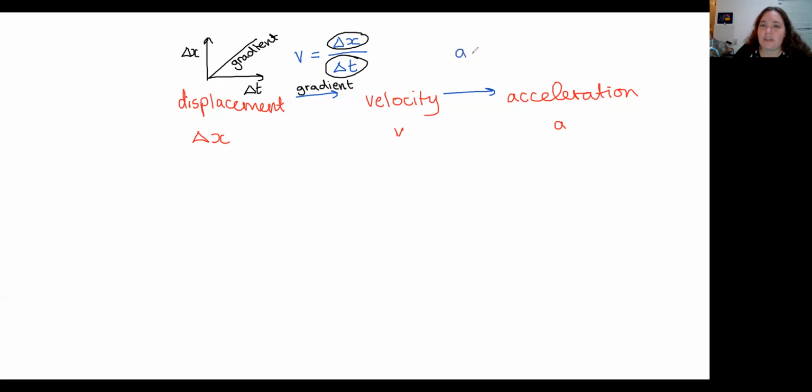Similarly, acceleration is change in velocity over change in time. So if I've got a graph over here that is velocity versus change in time, and I look at the change in velocity, change in y, over change in time, change in x, once again, that's my gradient.